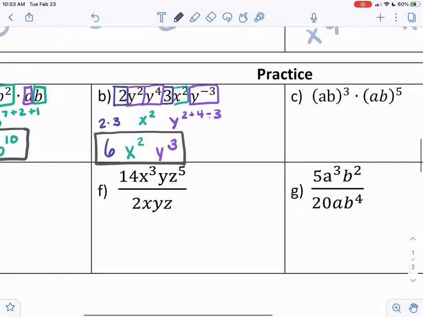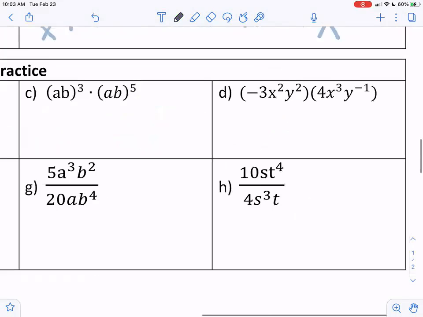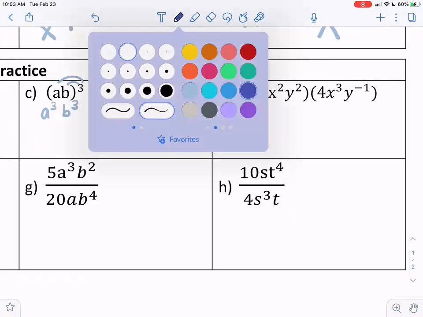Let's go ahead and scoot over to C and D. Remember, if you need to, you're always allowed to pause the video to catch up. So this particular problem, first we need to multiply out our exponents here. So I get a to the 3rd, b to the 3rd, a to the 5th, b to the 5th. So now I can start to simplify.